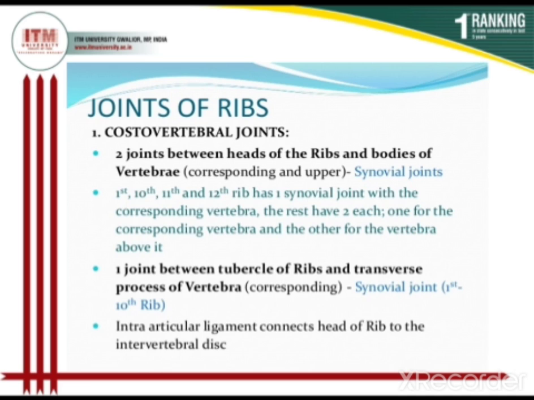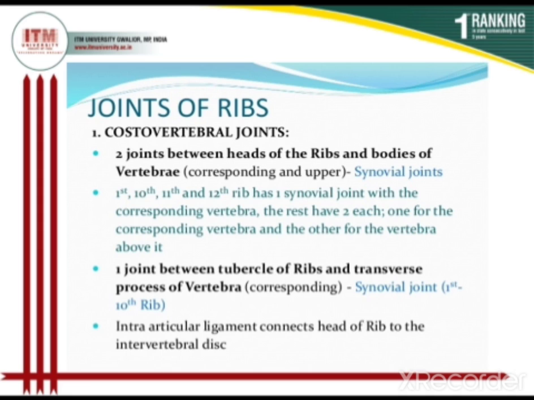These are synovial joints. The first, 10th, 11th and 12th ribs have one synovial joint with the corresponding vertebra, and the rest have two each, one for the corresponding vertebra and the other for the vertebra above it. One joint between the tubercle of the rib and the transverse process of the corresponding vertebra is a synovial joint, for the first to 10th ribs. An intra-articular ligament connects the head of the rib to the intervertebral disc.